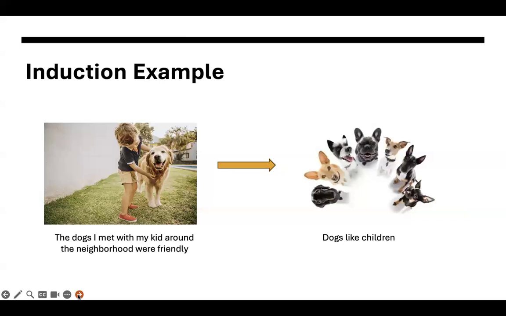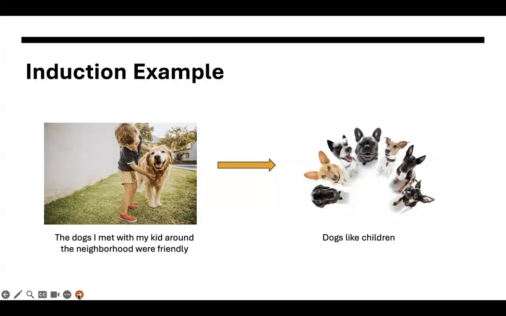Here's another example. The dogs I met with my kid around the neighborhood were friendly. And from this, I conclude that dogs like children. You can see that dogs liking children is a more general rule. My experience with my kid was specific to what happened to us around our neighborhood. You can also see from this example and from the previous one the weakness of inductive reasoning, because the fact that certain cases seem to be suggesting a rule doesn't necessarily mean that it's going to be true all the time.